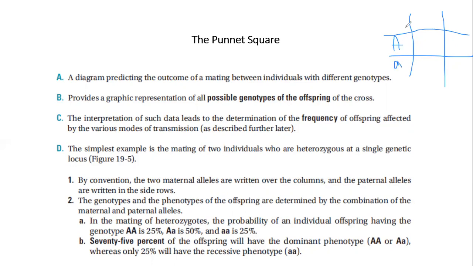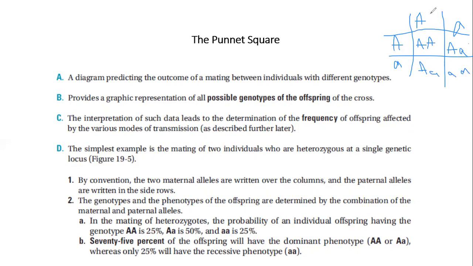This is just a simple table here. These are the parents here, and this is the offspring I am writing now. This is AA, capital A lowercase a, also capital A lowercase a, and small a, small a.